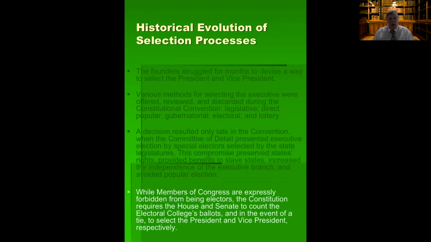While members of Congress are expressly forbidden from being electors, the Constitution requires that the House and Senate count the Electoral College's ballots, and in the event of a tie, to select the president and vice president respectively. Actually, it's the House that selects the president and vice president in case of a tie.